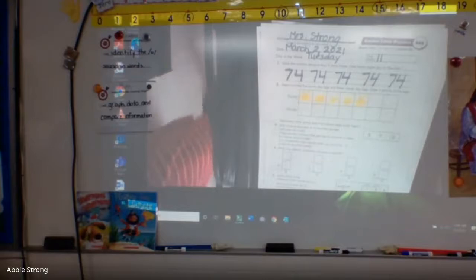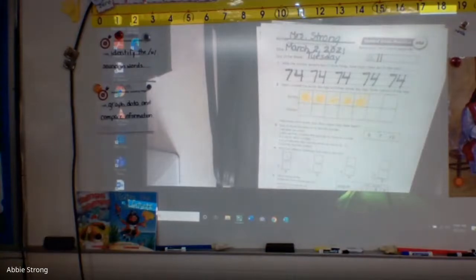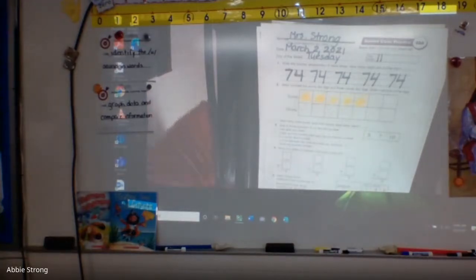Perfect. Now we need to do cloudy. What could we draw to show cloudy? What would be a good idea? Delilah. Yeah, you could draw a cloud, right? Kind of make a bumpy cloud. And it says there are 3 of them. So we're going to draw 3.